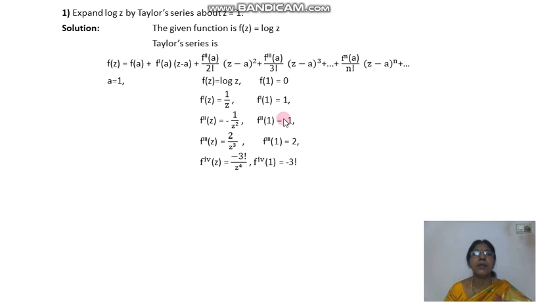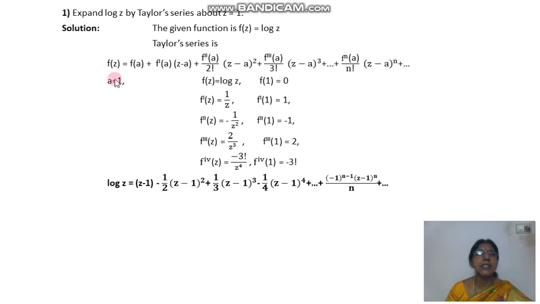Substitute all these values in this Taylor series. Put a is equal to 1. We get f of z, meaning log z, and f of a plus f dash. What is f dash here? F of a is f of 1. F of 1 is 0. First term is 0. Okay, leave it. Next z minus a into f dash a. What is z minus a? As it is, z minus 1. F dash 1 is 1. Therefore z minus 1 into 1 is the term.